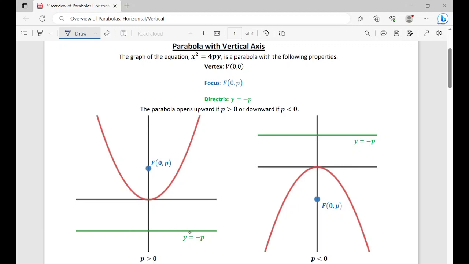So the line is going to either be below it when it's opening up or above it when it's opening down. You can tell whether it's opening up or down by the p-value. If p is greater than 0, it opens upwards. And if p is less than 0, it opens downward. So if p is greater than 0, it looks like this, with the focus inside and the directrix underneath it. And if p is less than 0, then the parabola opens down with the focus inside and the directrix above it. So this is a parabola with a vertical axis.